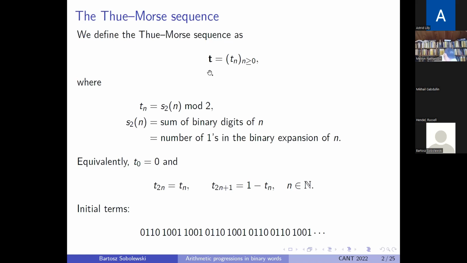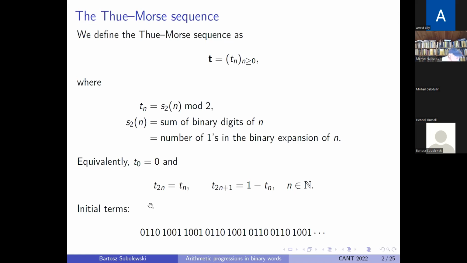I will denote the whole sequence as T and its terms by Tn. And here Tn is the sum of binary digits of n modulo 2, which can also be viewed as the number of ones in the binary expansion of n, and this interpretation will be important later. And equivalently, one can define the sequence by setting T0 equal to 0 and these recurrence relations. And here are some initial terms of the sequence.